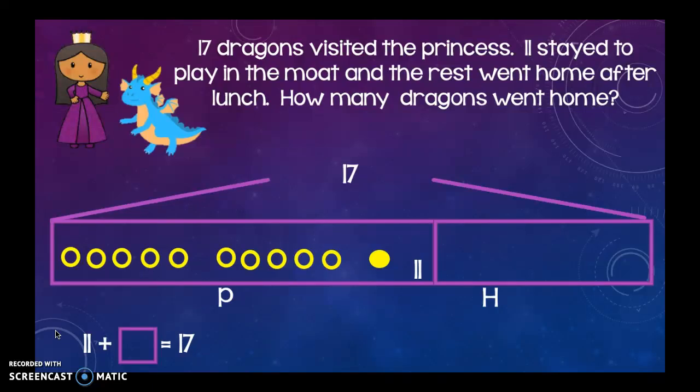I'm going to say 11 and count up until I get to 17. Here we go. 11, 12, 13, 14, 15, 16, 17. Friends, how many dragons went home? You're right, 6. Excellent job.